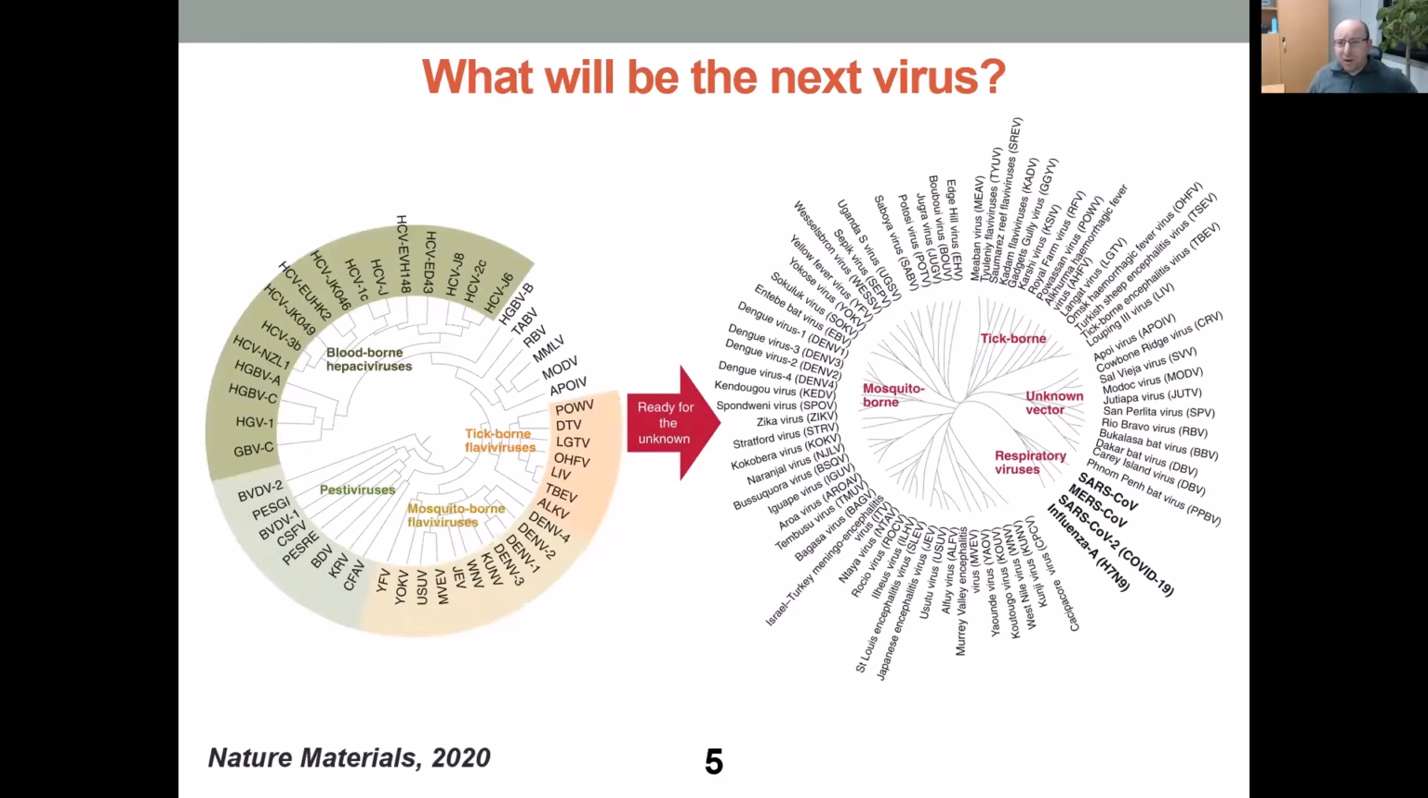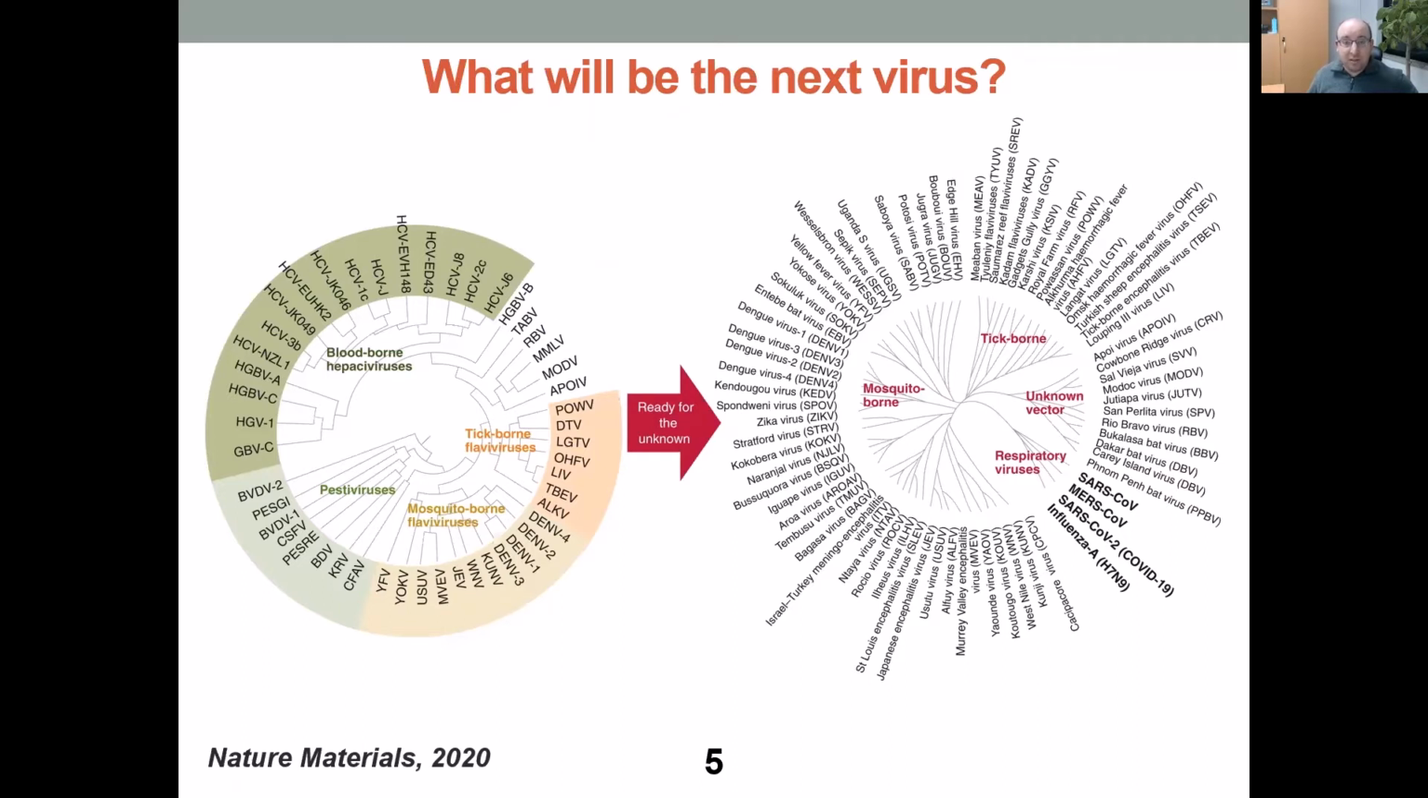And one of the key questions related to this pandemic preparedness is, what will be the next virus? There's so many different viruses circulating in nature among animal populations, among human populations. What will be the next virus that causes a major outbreak? This is a key question. It's the trillion-dollar question, literally. But it's not easy to actually pinpoint one virus.